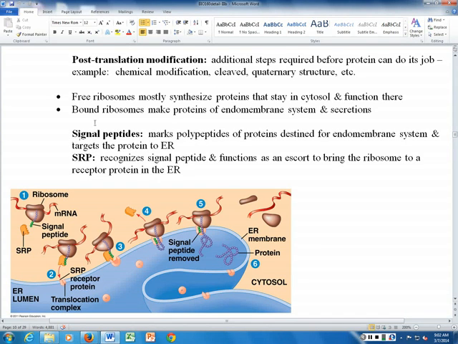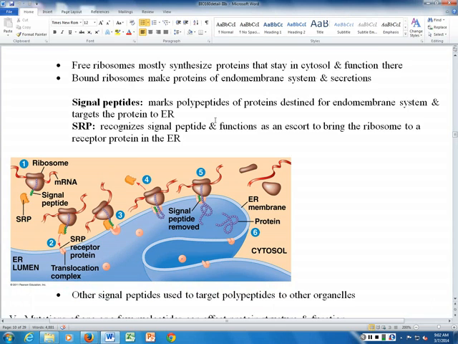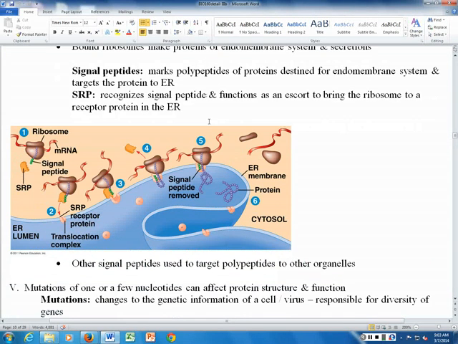So your signal peptides, these are going to be your marker polypeptides on proteins destined for the endomembrane system. They're going to help to get it there. You have the SRP, the signal recognition protein, on there. These are escorts that are basically going to say, yep, I'm going to take you where you need to go.